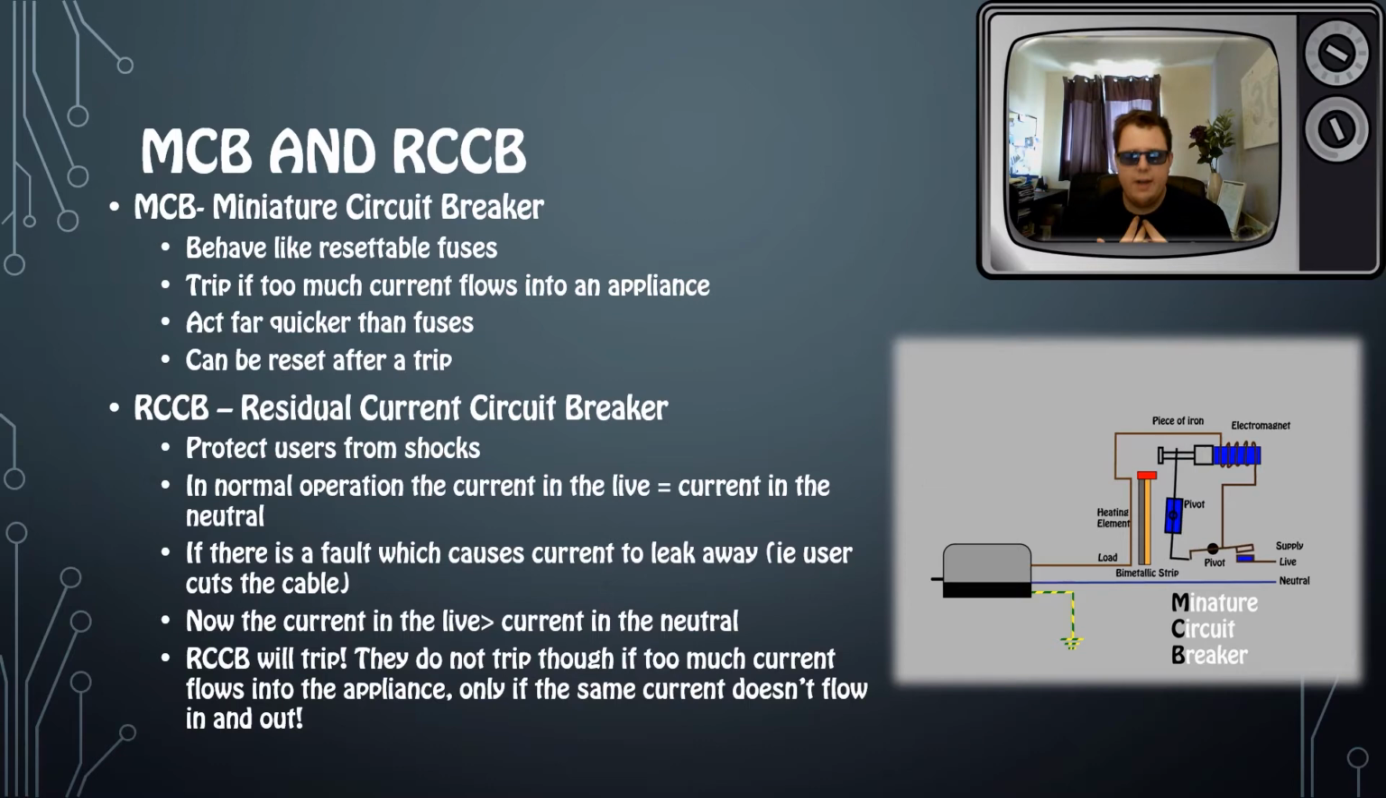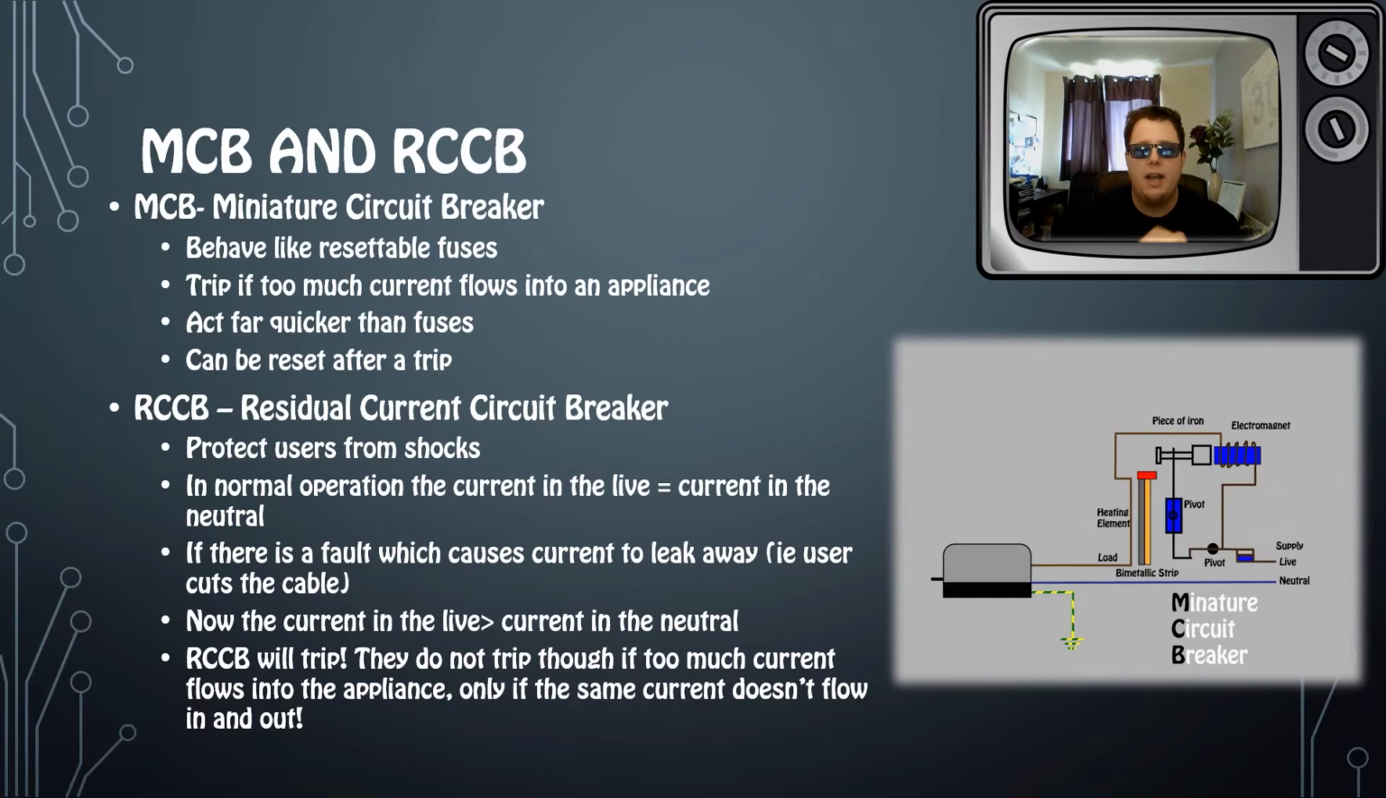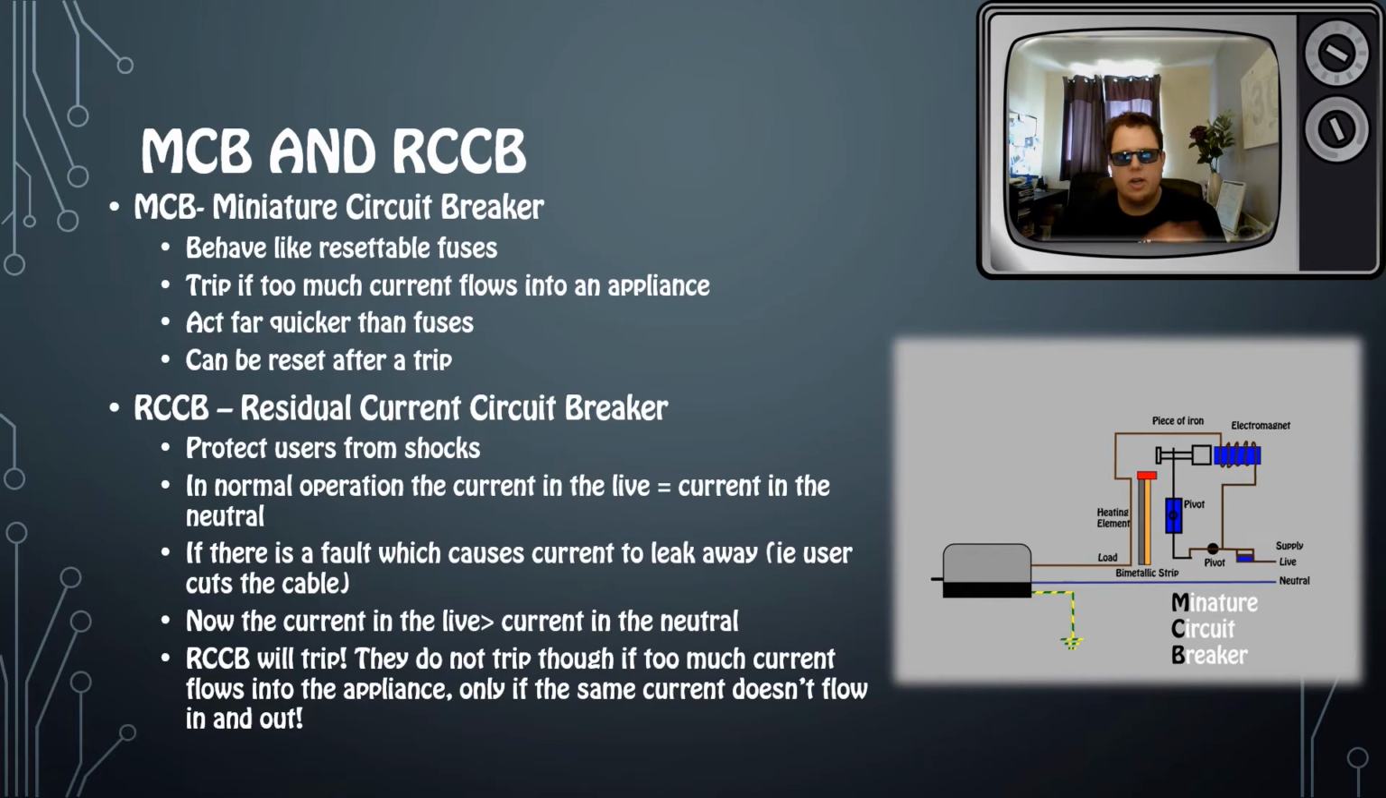Here, we use what's called an RCCB, a residual current circuit breaker, sometimes called an RCD, a residual current device, sometimes called a GFI, a ground fault interrupt. These all are basically the same name for the same device, depending on your market, where you are. Now, in normal operation, the current into a circuit must equal the current out of a circuit. Think about our rules for current. Whatever goes in has got to come out. It's got nowhere else to go.